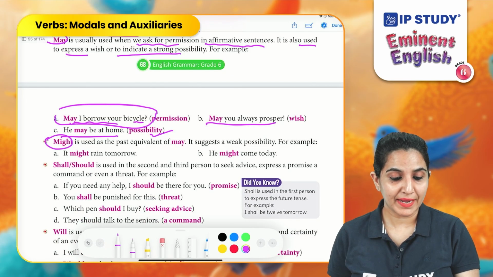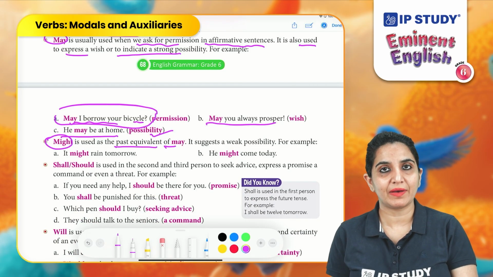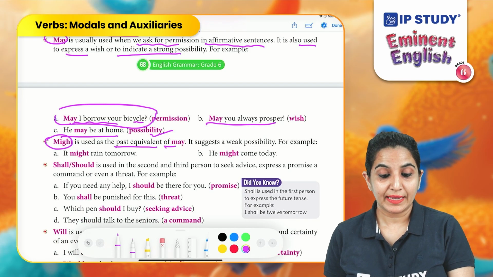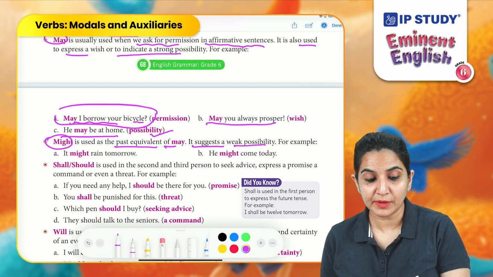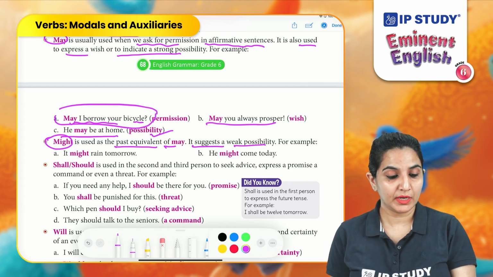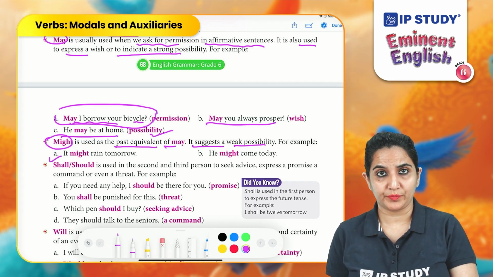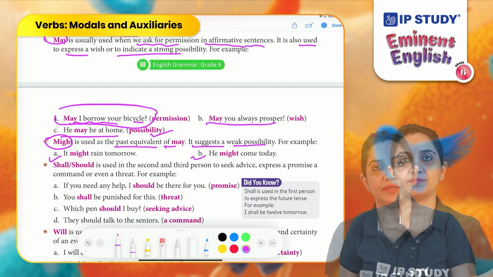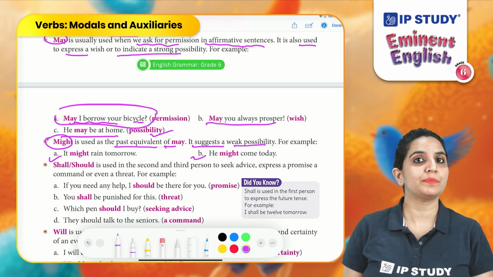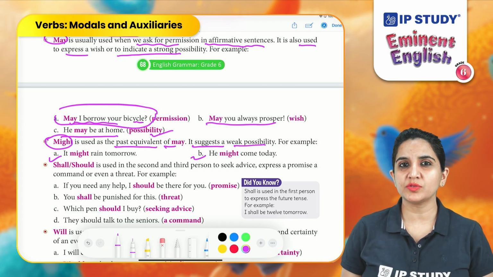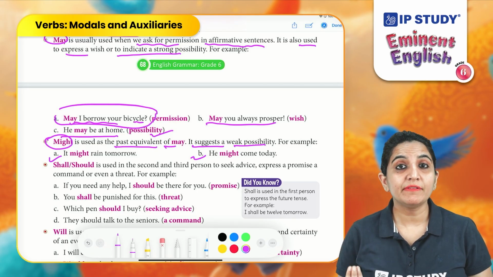Might is used as the past equivalent of may. It suggests a weak possibility. For example, it might rain tomorrow. He might come today. So we use might as the past tense of may, and also it suggests a weak possibility.